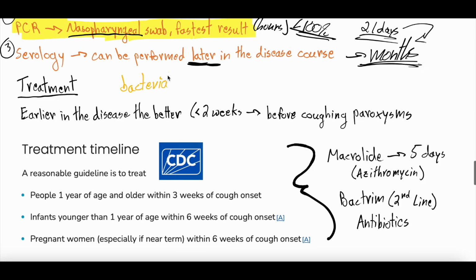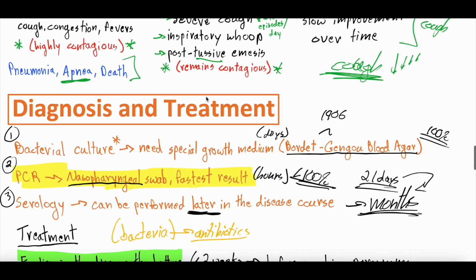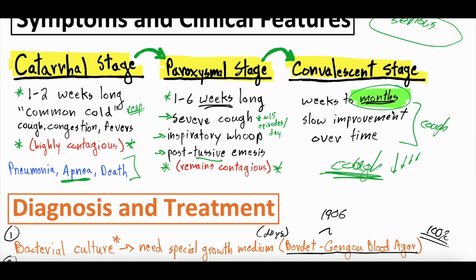Viruses like influenza, respiratory syncytial virus, metapneumovirus, none of those respond to antibiotics. They're not bacteria. But pertussis is a bacteria, and as such, antibiotics work to treat pertussis. The key, though, is the earlier in the disease course, the better, because we said this can stick around, right? If we scroll back up, we said you can get the convalescent stage for months.